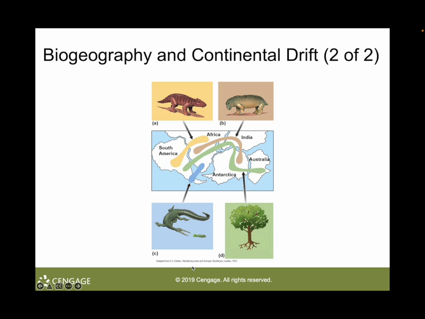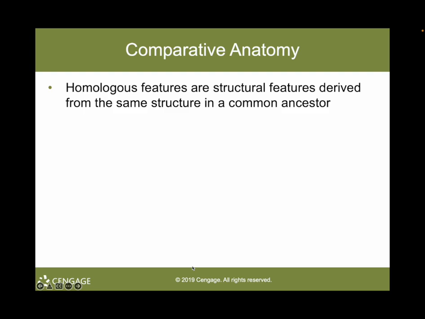And now to the comparative anatomy of related species. Comparing the structural details of features found in different but related animals reveals basic similarity. Such features that are derived from the same structure and a common ancestor are called homologous features, or homologous structures. In other words, the features derived from the same structure and a common ancestor, such as vertebrate forelimbs. This condition is known as homology.